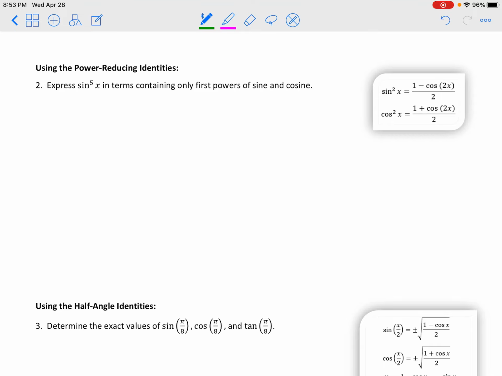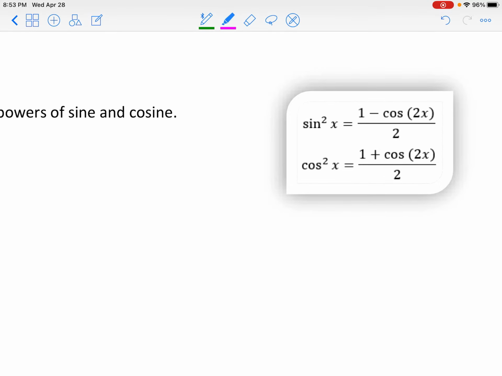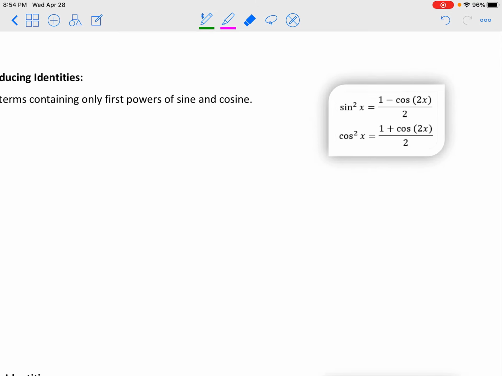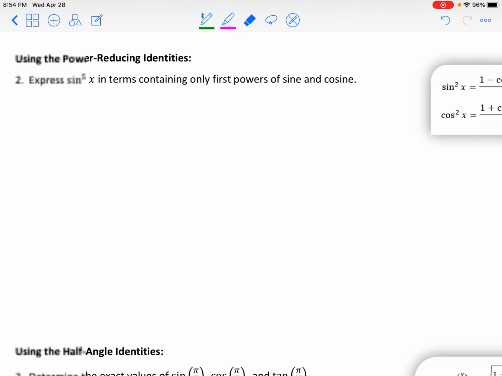Next, we're going to look at the power reducing identity. So power reducing, and notice in the identity, the power of sine goes from 2, and we end up with a cosine with the power of 1, and a cosine power of 2 down to a cosine power of 1. So power reducing is just that. It's trying to go from a higher degree to a smaller degree.